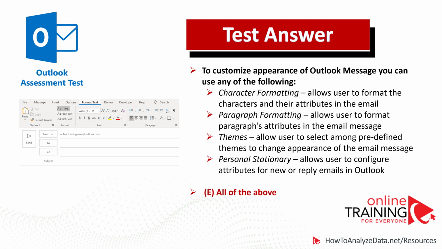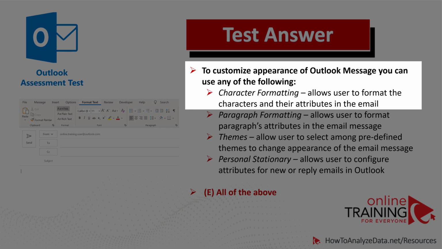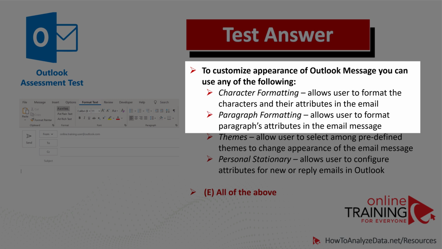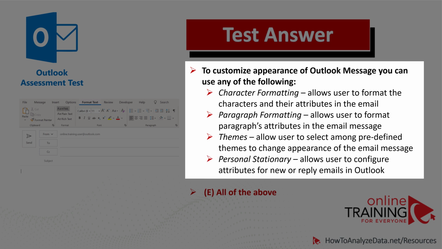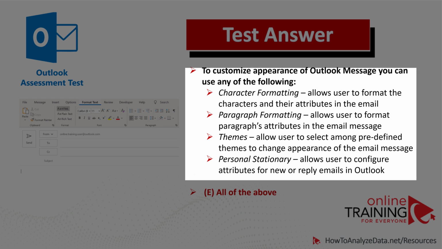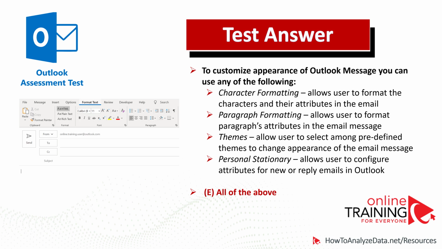Let's recap. To customize appearance of Outlook email messages, you can use any of the following. Character formatting, which would allow you to format characters and their attributes in the email. You can also use paragraph formatting, which would allow you to format paragraphs' attributes in the email message. You can also use themes, which would allow you to select among predefined themes to change appearance of the email message, as well as you can use personal stationery, which would allow you to configure attributes for new or reply emails in Outlook. So the correct answer here is choice E, all of the above. Hopefully you've nailed this question.